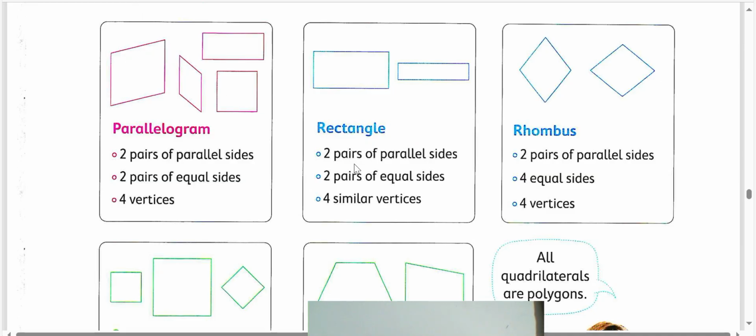Rectangle. The rectangle has 2 pairs of parallel sides. First pair and second pair. We have 2 pairs of parallel sides and 2 pairs of equal sides, and 4 similar vertices. And what about the rhombus? The rhombus has 2 pairs of parallel sides. First pair and second pair. We have 4 vertices. 1, 2, 3, 4.